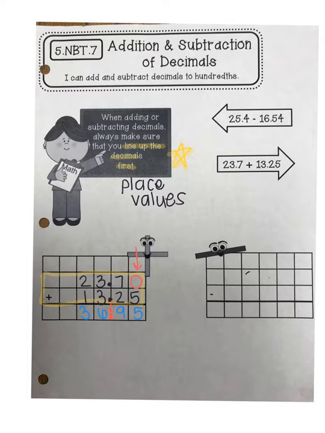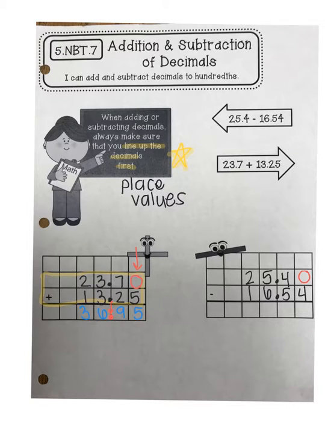I have 25 and 4/10 minus 16 and 54/100. Put placeholders where you need them. Did I just change this first number in my subtraction problem by putting a 0 in the hundredths place? No, because 40/100ths and 4/10ths, those are equivalent. Having 40/100ths can be regrouped into 4/10ths. So let's go ahead and start subtracting.